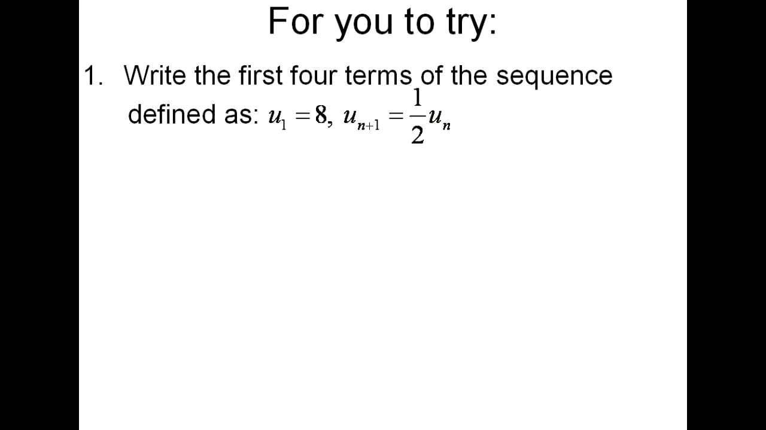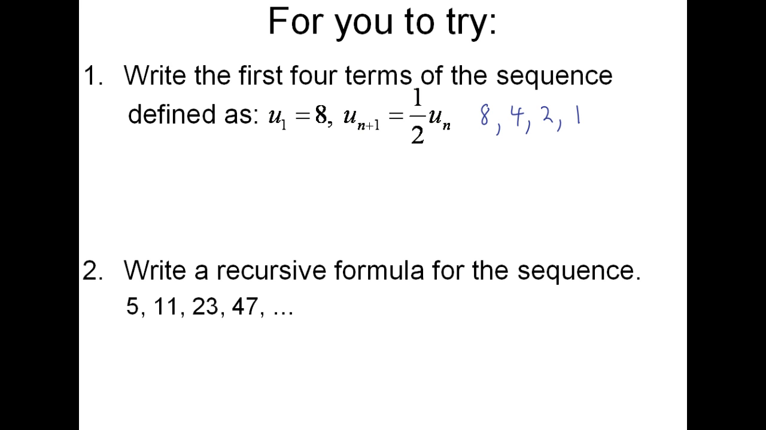So here's a couple for you to try. Remember, pause the video, try them, and then check back to see how you did. So if I want the first 4 terms of the sequence defined as U sub 1 is equal to 8, so 8's the first term. U sub 2 is U sub 1 times 1/2, so that'll be 4. And the next one will be half of that is 2, and the next one is half of that is 1, so there are my 4 terms.